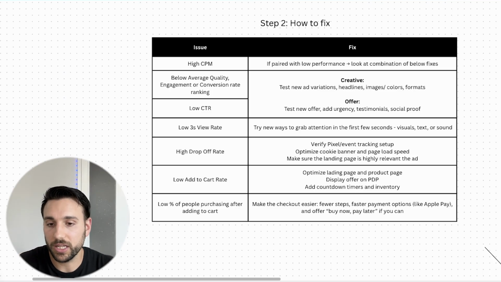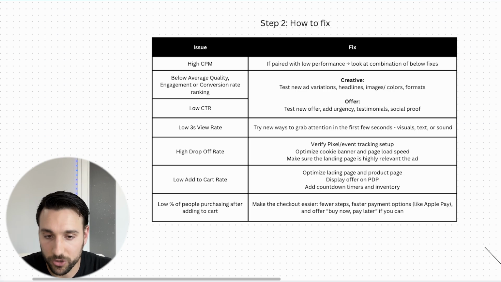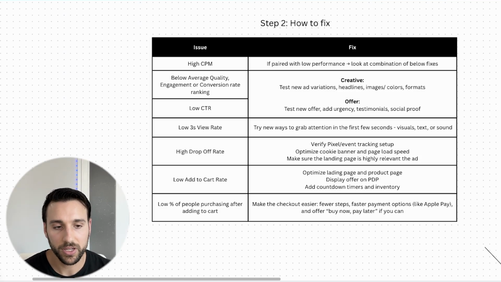So then going down the line now: below average quality ranking, engagement rate ranking or conversion rate ranking, or a low CTR. How do you fix this at a creative level, so just the creative, excluding the offer for a second? You could test new ad variations, headlines, images, colors, formats, anything visual within the ad itself that's within the same offer, within the same context of the same offer at least. So anything that's within that, you can try updating.